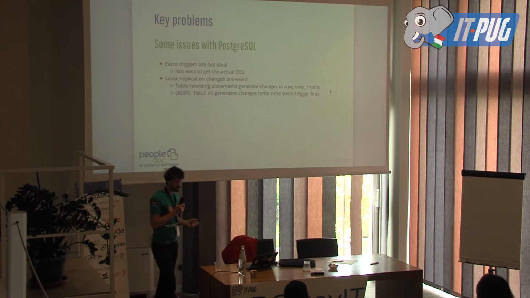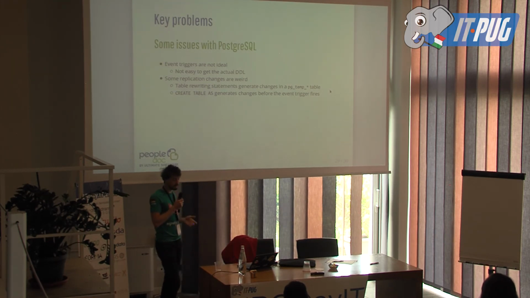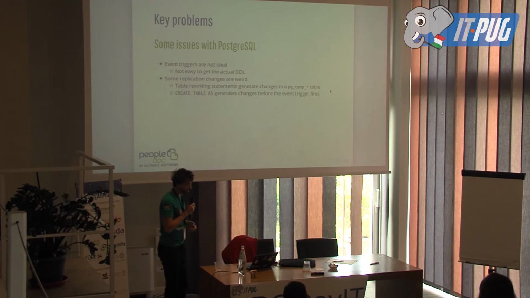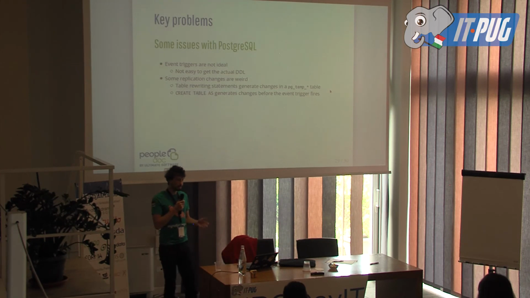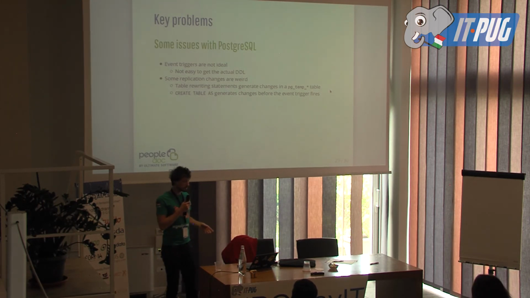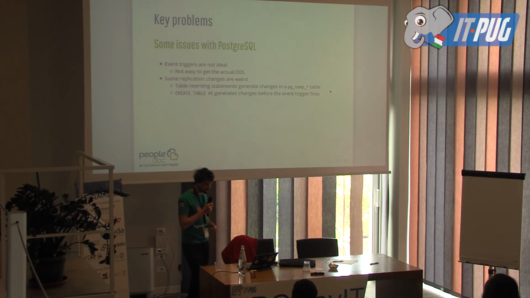On top of that, we had some issues with PostgreSQL itself. Event triggers are not an ideal way to propagate those schema changes, because sometimes it's quite hard to get the actual DDL statement being executed in your event trigger. And also some replication changes are weird. For example, if you write a DDL statement that needs to rewrite the whole table, like changing a column type, you will get a lot of changes, as if you were inserting every row in a pg_temp table. But this pg_temp table doesn't exist on your target database, so it's quite weird to have that.